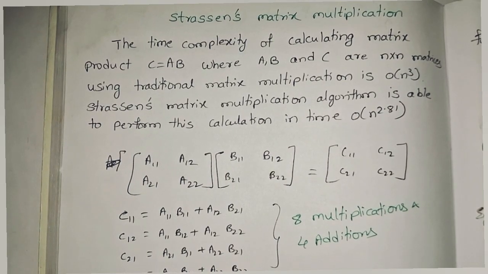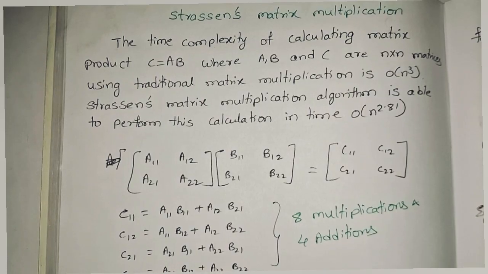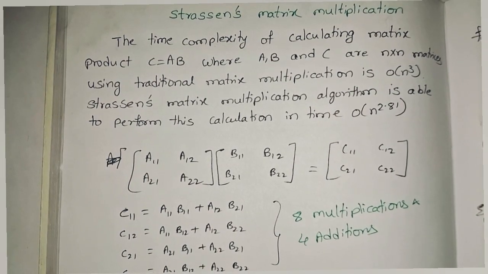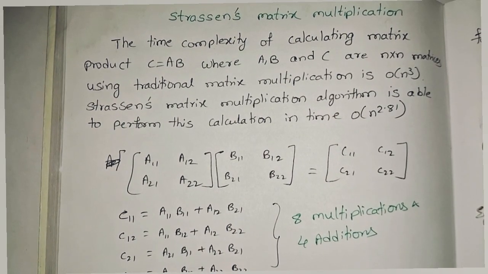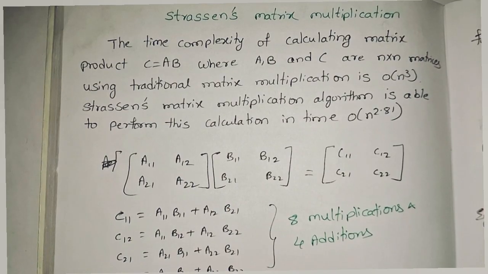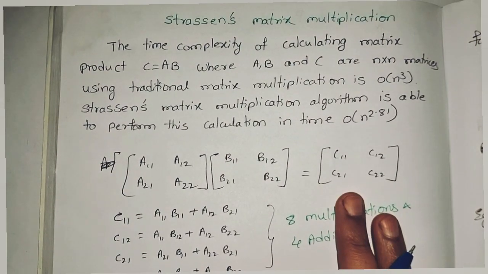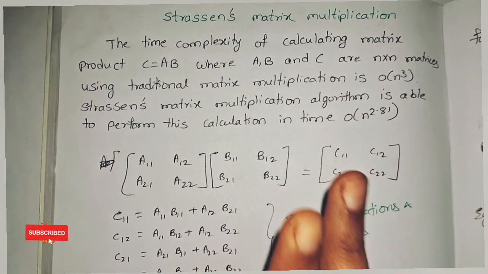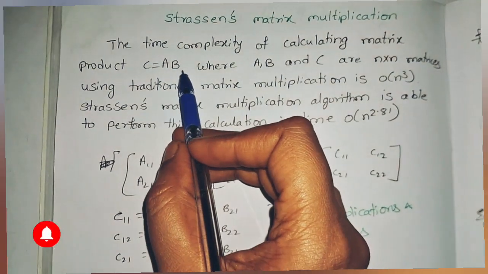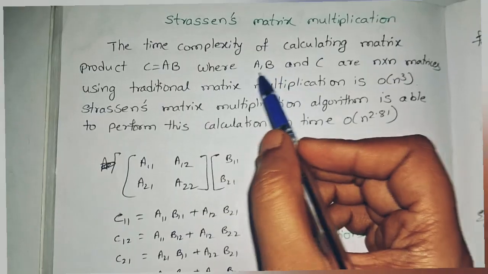In this video we will learn about Strassen's matrix multiplication using the divide and conquer method. So we know the traditional matrix multiplication method, that is, we consider two matrices and perform the product of the two matrices and obtain the product, right? So we are considering here two matrices, that is A and B. Okay, and C is the product of these two matrices.